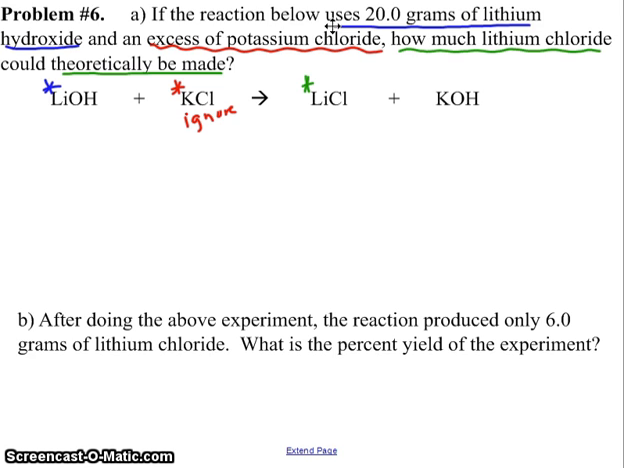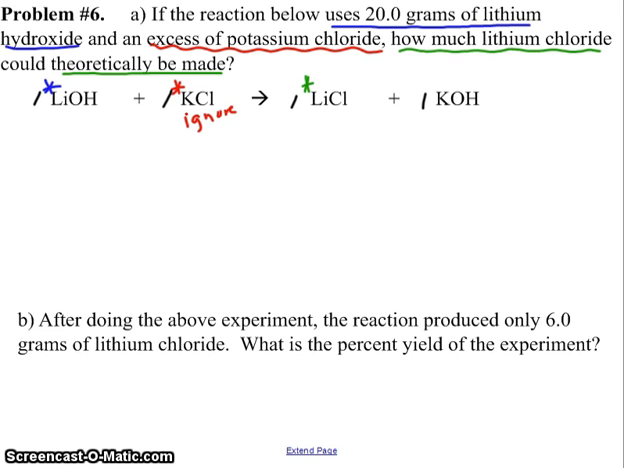So once you've identified what you're starting with, in this case the 20.0 grams of lithium hydroxide, and you've figured out what you're trying to get to, in this case how much lithium chloride could theoretically be made, now we can begin our work. Double checking, of course, that our equation is balanced to begin with, because if you don't have a balanced equation, you're not going to have the correct mole ratios to make this problem work. But fortunately, this equation is already balanced for us, and we recognize that this equation is just a 1 to 1 to 1 to 1 ratio.